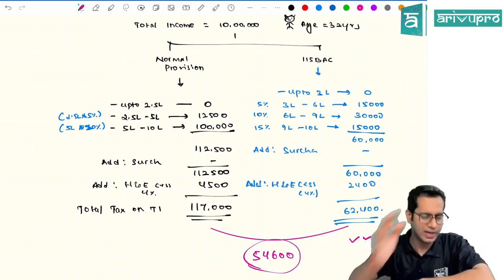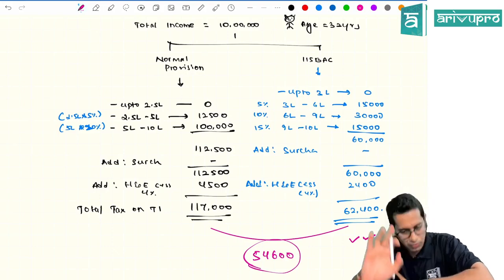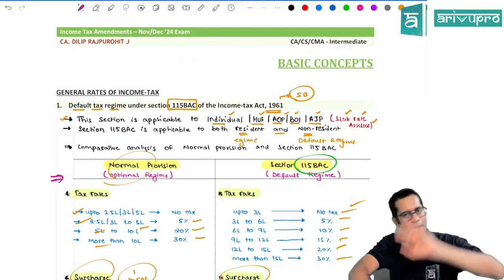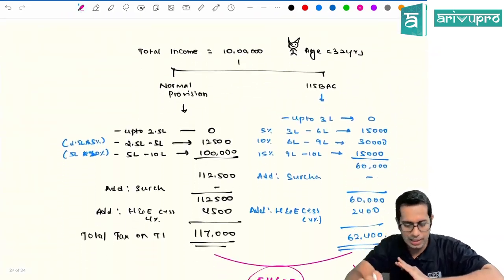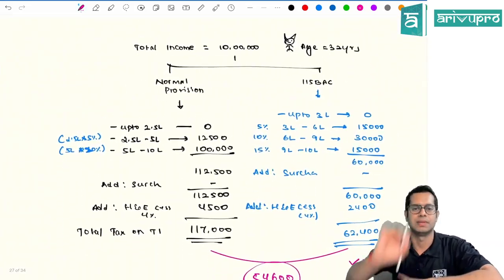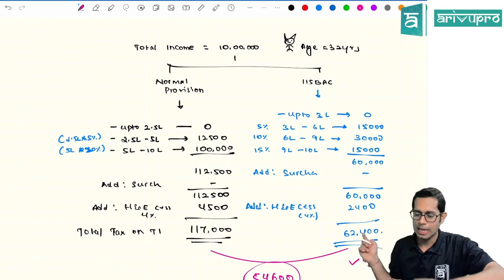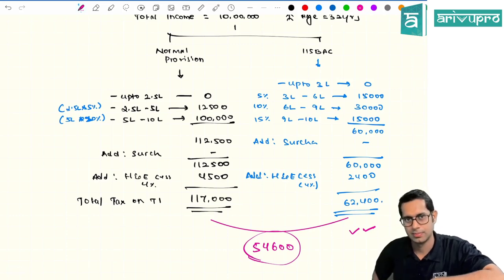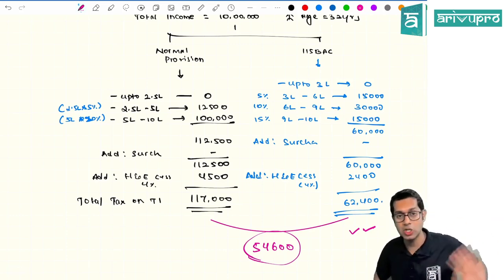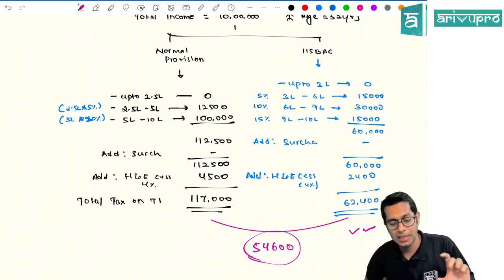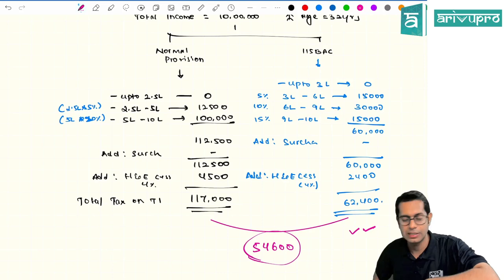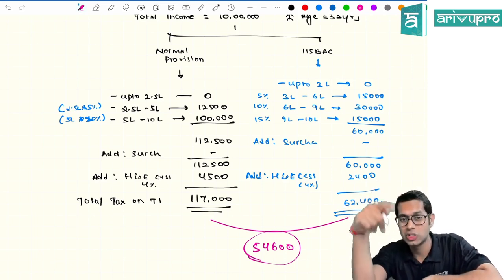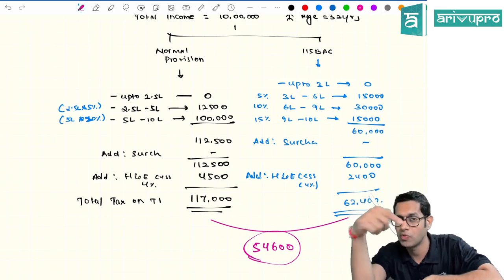You are perfectly right. But whatever normal provision, whatever discussion we have done till now, whatever assumption you are making is perfectly right. But see, when the government is allowing you to pay 54,600 rupees less with the same income, the income is not changed, income is same, but the tax amount has changed. If the government is giving you a benefit to pay a lesser tax, don't you think government is also going to take a lot of benefits from you?